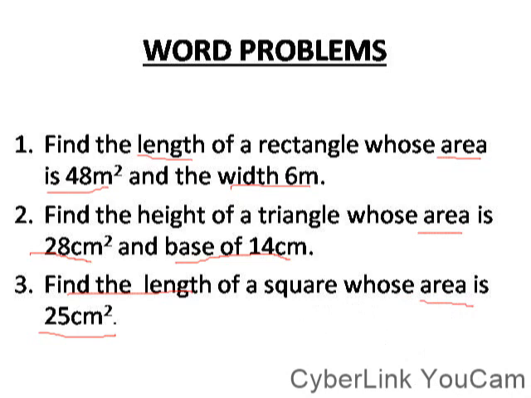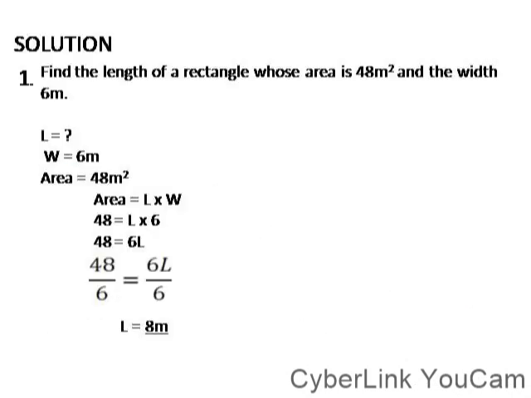Now let's look at the solution to these questions. Here is the solution number 1. They say we should find the length, whereas the area of the rectangle is given to us as 48 meters squared, and the width is given as 6 meters. So width 6 meters and area 48 meters square, and we are looking for the length. So this is the formula for calculating the area of a rectangle.